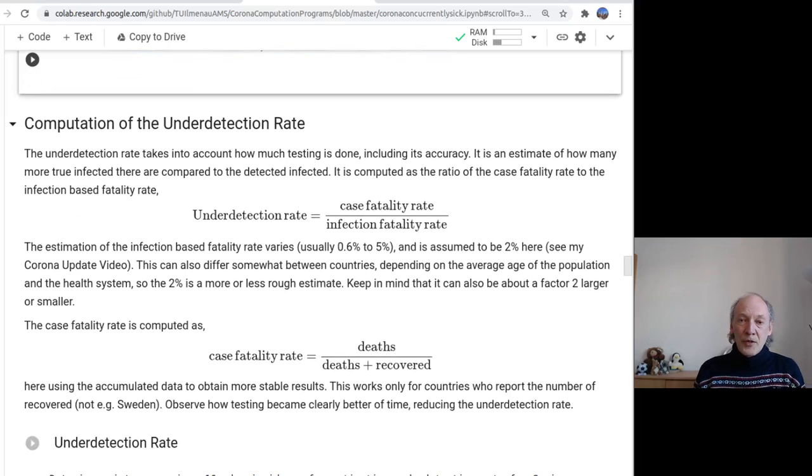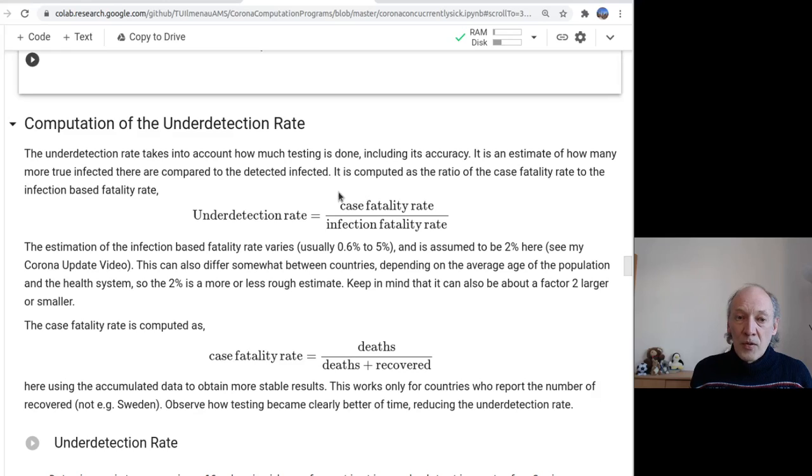Interesting is also the computation of the underdetection rate. This is the ratio, not the difference, between the number of detected and the real number of infected. The underdetection rate takes into account how much testing is done, including its accuracy. It is an estimate of how many more true infected there are compared to the detected infected. It is computed as the ratio of the case fatality rate to the infection-based fatality rate.